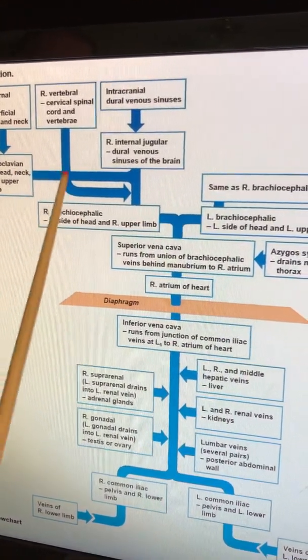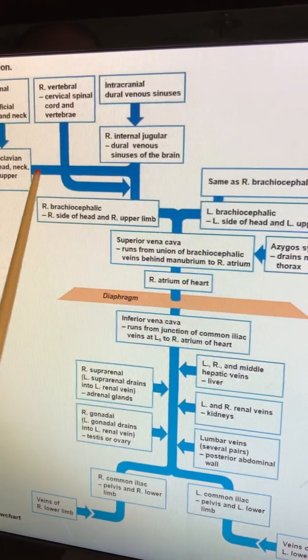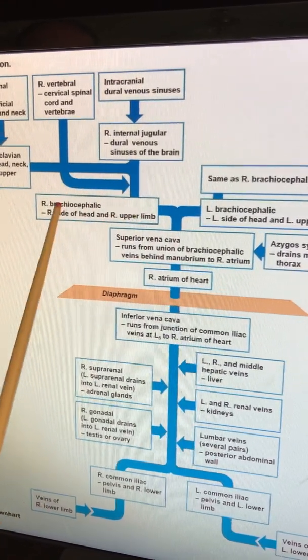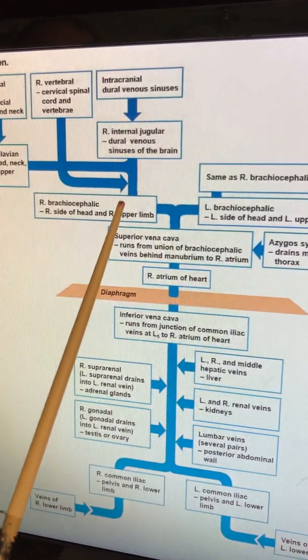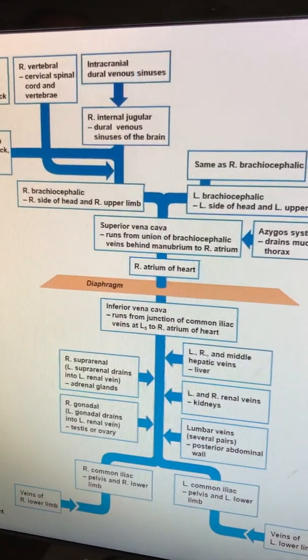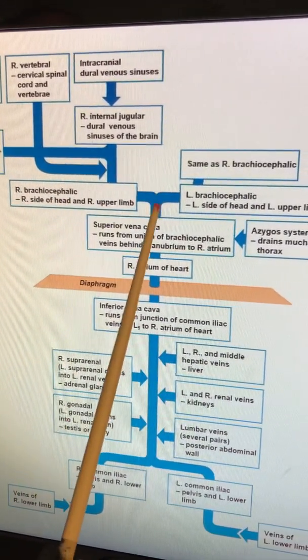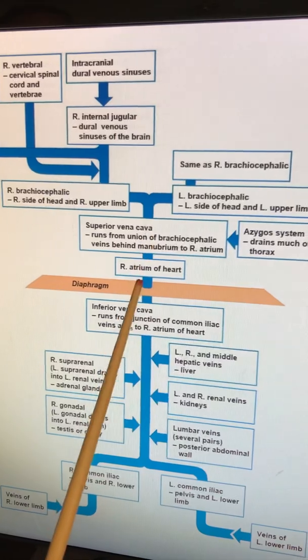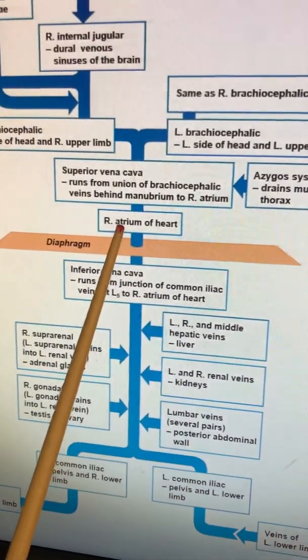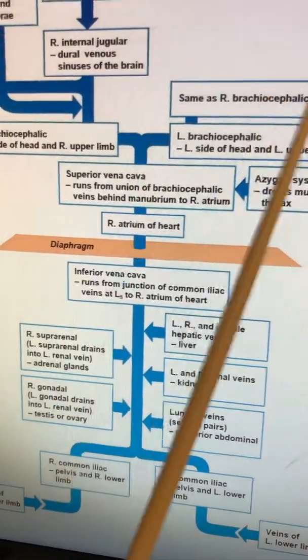So off of the right subclavian artery, you go into the right subclavian vein. Remember, there was a right subclavian trunk, and then that will go into the superior vena cava, which will go into the right atrium of the heart. The same thing would happen on the left side.